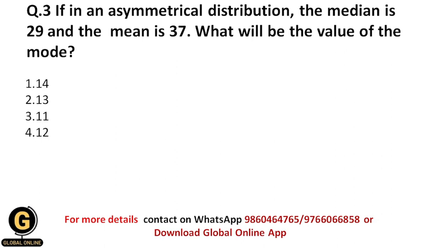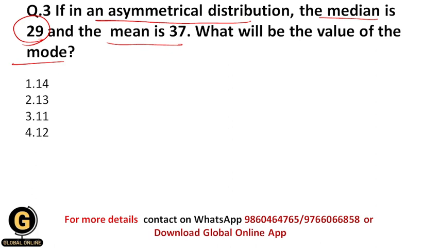If in an asymmetrical distribution the median is 29 and the mean is 37, what will be the value of the mode? So now here they have given us the example, where the data set is an asymmetrical distribution. They have given you the value of the median, which is 29, and the mean is 37, and we need to find out the value of the mode. So students, all of these three are nothing but the measures of central tendency. Median, mean and mode, these are the measures of central tendency.